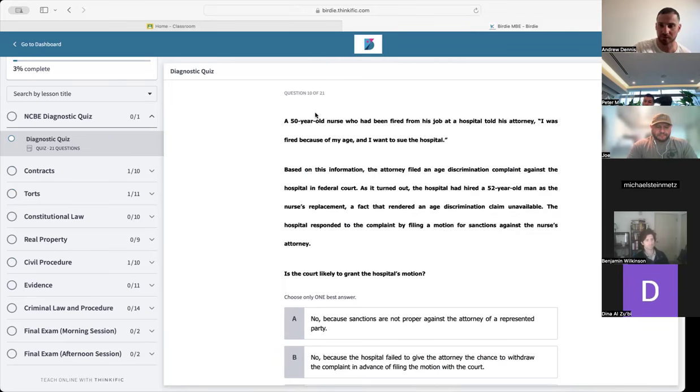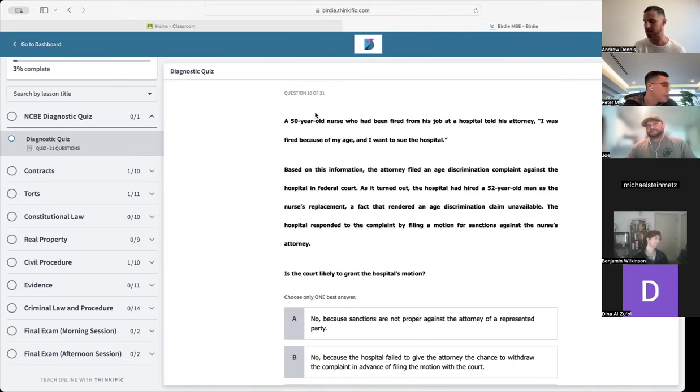As it turned out, the hospital had hired a 52-year-old man as the nurse's replacement, a fact that rendered an age discrimination claim unavailable. The hospital responded to the complaint by filing a motion for sanctions against the nurse's attorney. So this one is testing Rule 11, which they test a good amount, right?